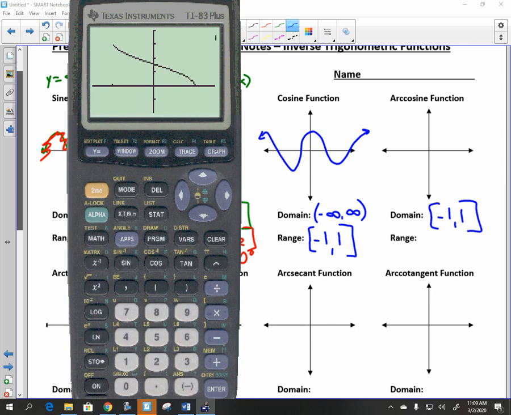What do you notice about this graph? It's always above the x-axis. It's always positive. And it actually goes all the way up to a value of pi. It crosses the y-axis at pi over 2. And this is what the graph looks like. That's the graph of arc cosine.